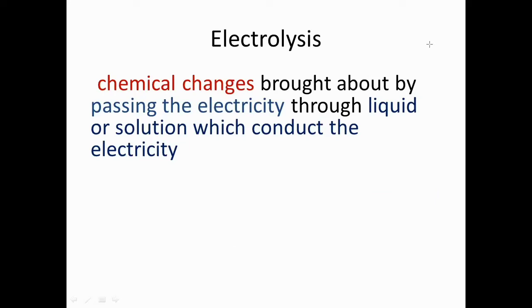Electrolysis means the technique of obtaining chemical changes or chemical reactions in a solution or liquid which conducts electricity by passing the electric current.